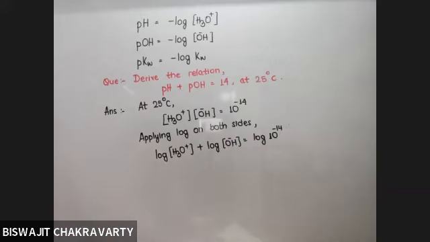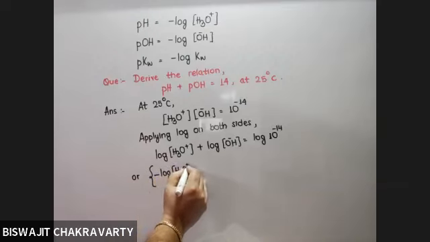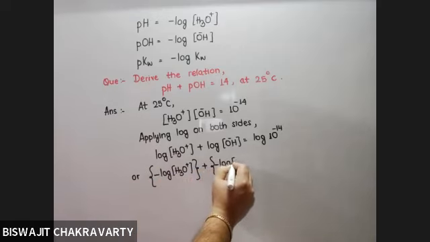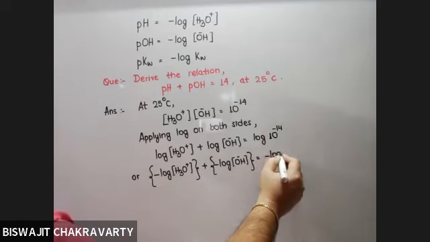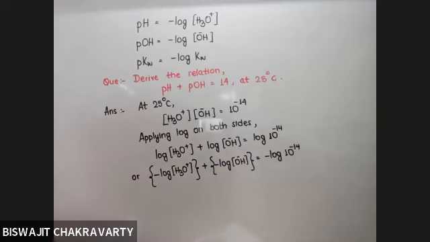Do you know this? Yes, sir. Okay. Now pH is not log of H3O plus, it is minus log of H3O plus. So if we put a minus on both sides, we can write minus log of H3O plus, minus log of OH minus, is equal to minus log of 10 to the power minus 14.